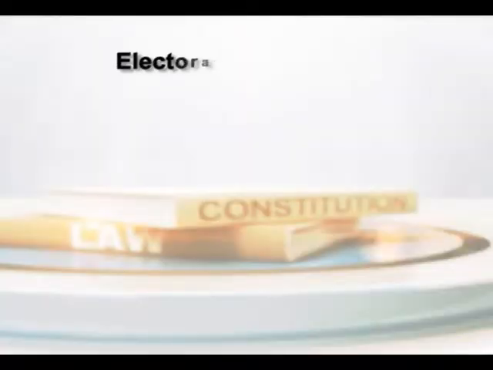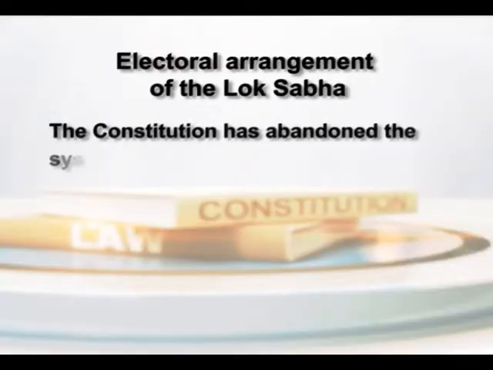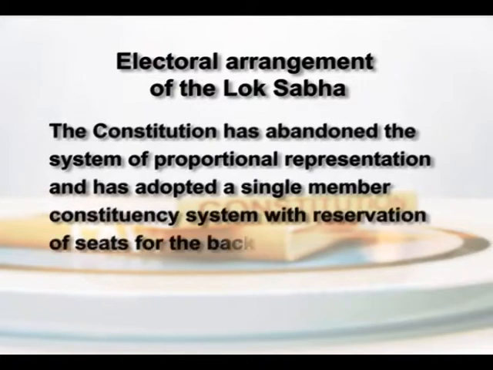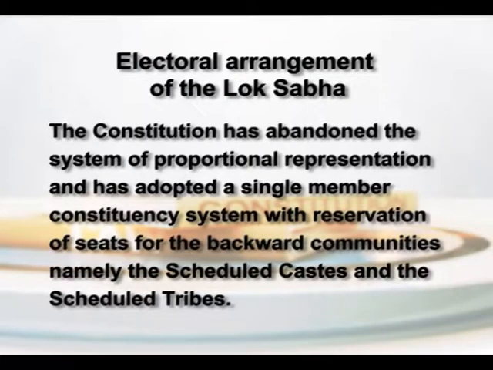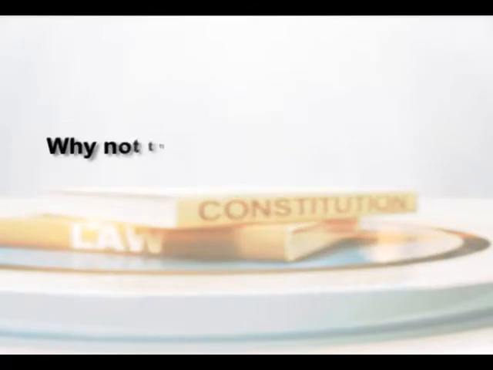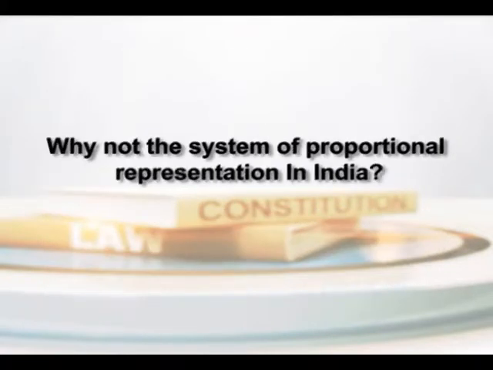While we were discussing the electoral arrangement of the Lok Sabha, it becomes absolutely clear to us that the Constitution has abandoned the system of proportional representation. Instead, it has adopted a single-member constituency system with reservation of seats for the backward communities, namely the Scheduled Castes and the Scheduled Tribes. Now, why did the framers of the Indian Constitution abandon the system of proportional representation? Two major reasons cited in this regard are the following.